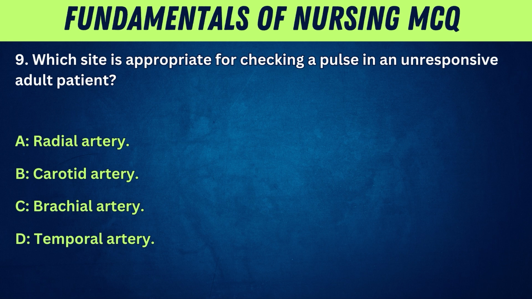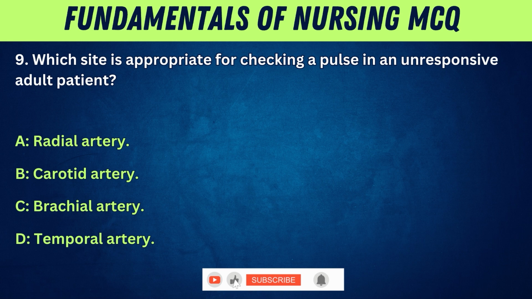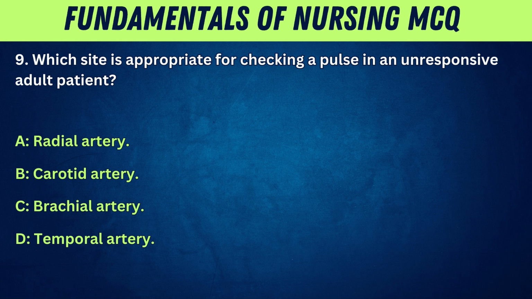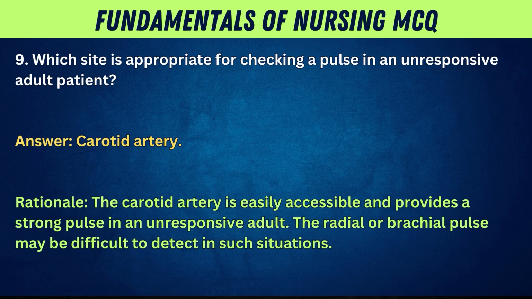9. Which site is appropriate for checking a pulse in an unresponsive adult patient? A. Radial artery. B. Carotid artery. C. Brachial artery. D. Temporal artery. Answer: carotid artery. Rationale: the carotid artery is easily accessible and provides a strong pulse in an unresponsive adult. The radial or brachial pulse may be difficult to detect in such situations.